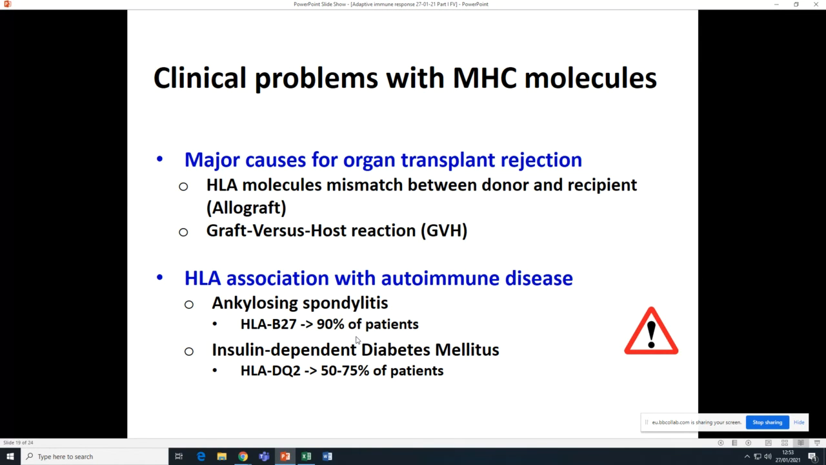If you have a patient with ankylosing spondylitis, you do an HLA typing, and you're going to see that most likely it's going to express HLA-B27, and that is going to support establishing the clinical diagnosis. Same for diabetes, but for all autoimmune disease, there's a component. The link, I don't know.